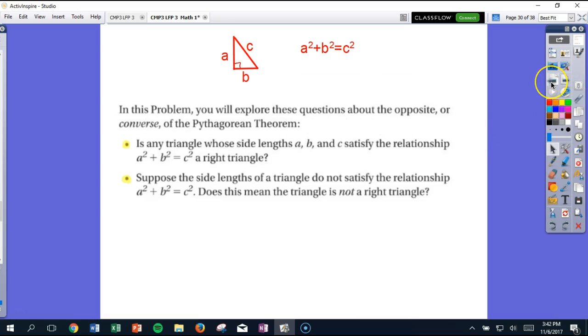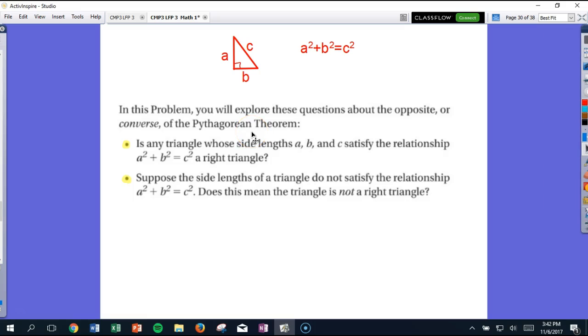So all we want to be looking at today is exploring a couple of questions about the opposite, or converse, of the Pythagorean theorem. That means, is any triangle whose side lengths a, b, and c satisfy the relationship of a squared plus b squared equals c squared a right triangle? Meaning any measurements that make a squared plus b squared equals c squared true, does that make it a right triangle? I'll let you pause the video here and think about that for a second.